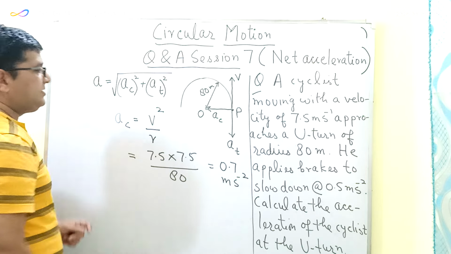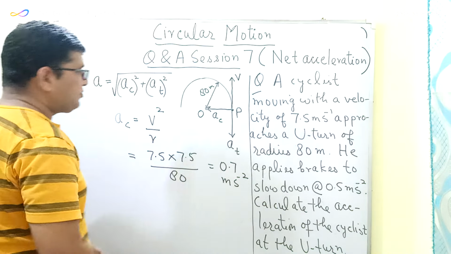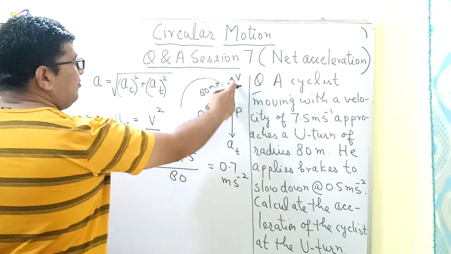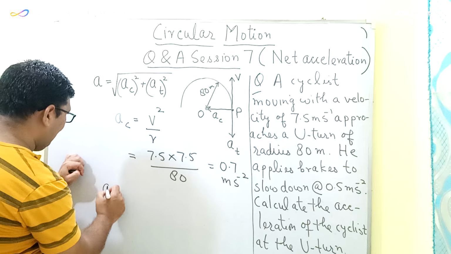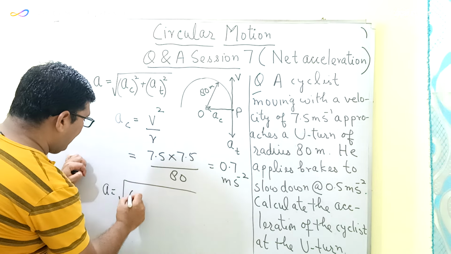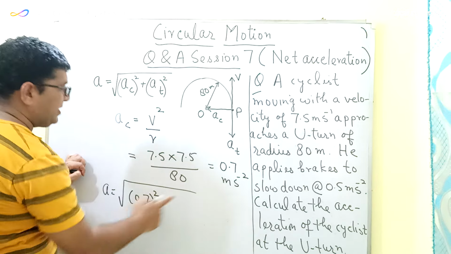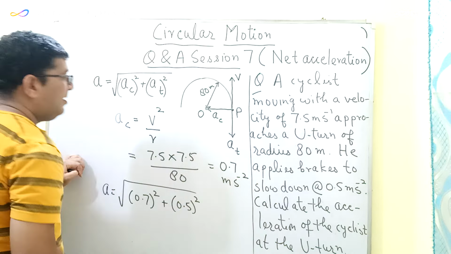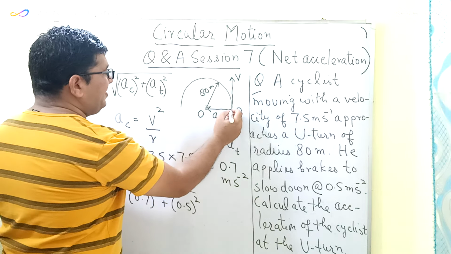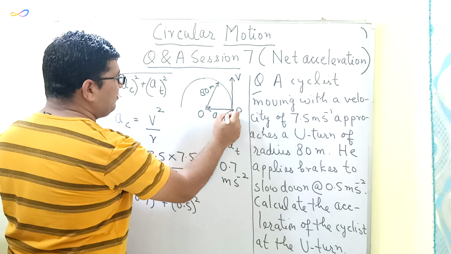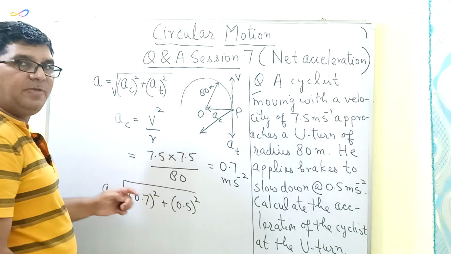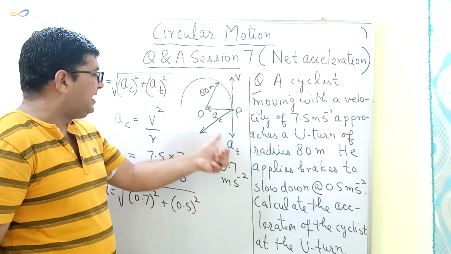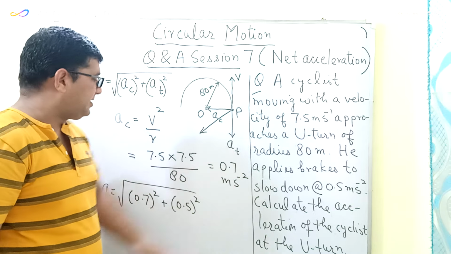Now the tangential acceleration will be equal to 0.5 meter per second square, and it will be acting in the downward direction, that is in the direction opposite to the direction of this velocity. So A will be equal to the square root of 0.7 whole square, where 0.7 is the value of AC, plus AT, which is 0.5, square. The direction of this resultant acceleration will be somewhere like this, passing between the direction of the centripetal acceleration and the direction of the tangential acceleration.